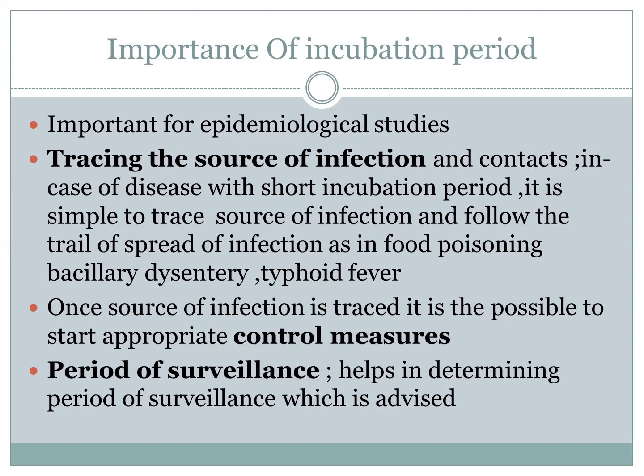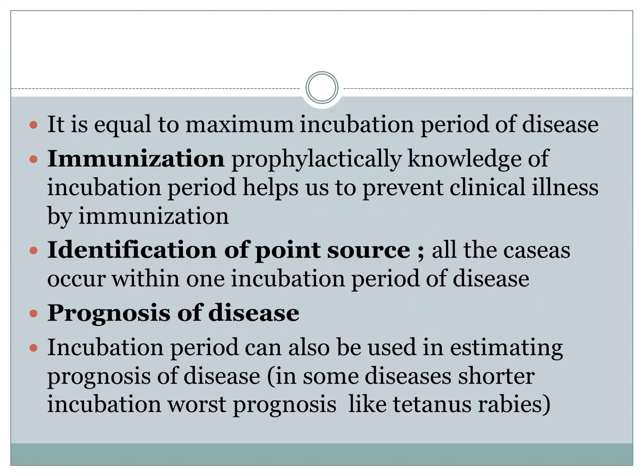Once the source of infection is traced, it is possible to start appropriate control measures. It helps in determining the period of surveillance which is advised; it is equal to the maximum incubation period of the disease. Then immunization. Prophylactically, knowledge of incubation helps us to prevent clinical illness by boosting the immunity of a particular person. Identification of point source: all the cases occur within one incubation period of the disease.